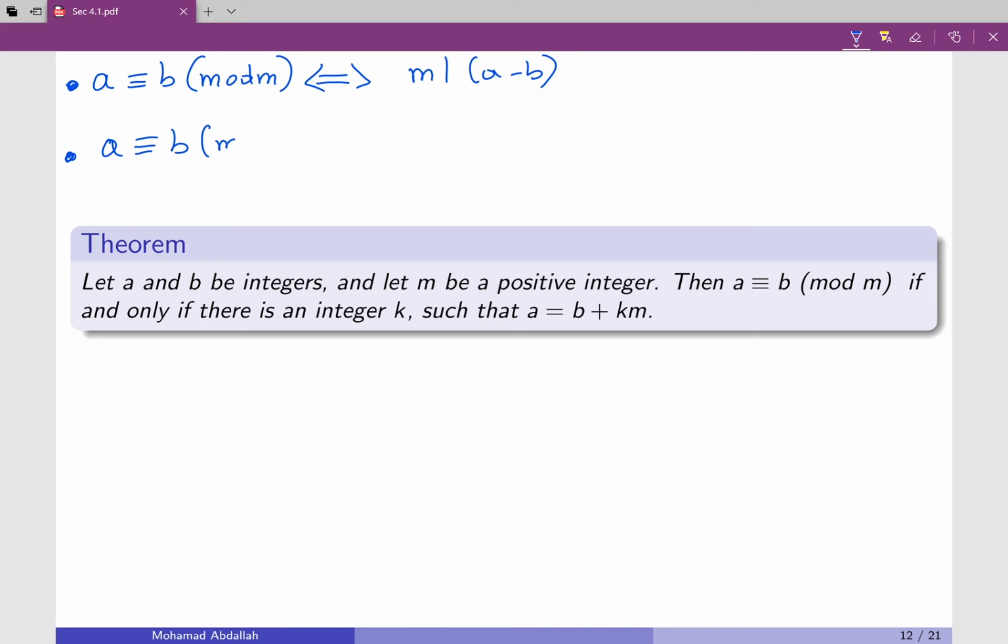is equivalent to saying that a mod m is equal to b mod m. Meaning that if I divide a by m and b by m, I get the same remainder. And now this is another theorem actually. In practice, if you want to prove something related to congruence, you can use any of these three definitions. So you can use the first, the second, or this theorem.